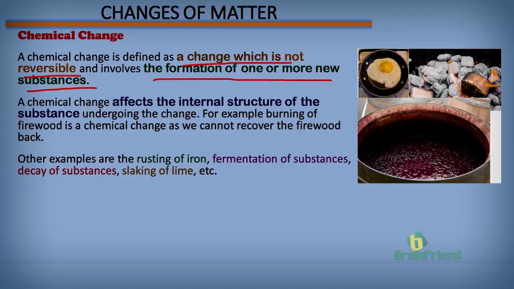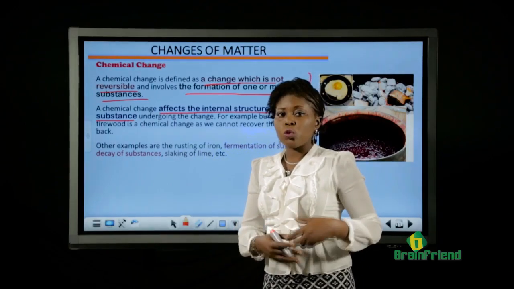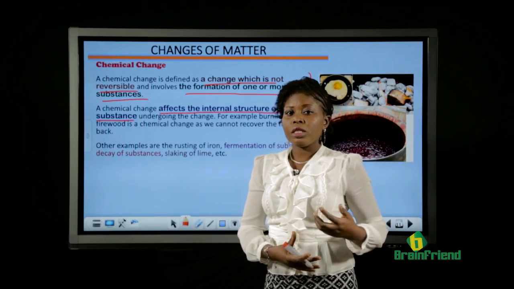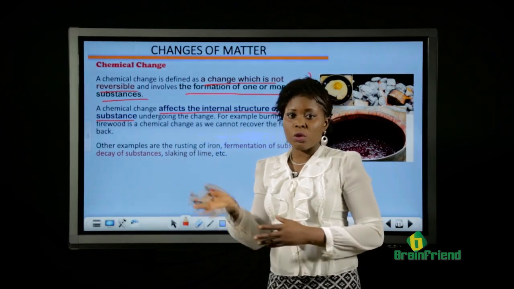Okay? So a chemical change involves these two. One, the change is not reversible. All right? And the second one is that what? It involves the formation of one or more new substances. Something new must be formed in a chemical change. So a chemical change, we say, affects the internal structure of the substance undergoing the change. All right? That wood that became charcoal, the internal makeup of that wood was affected, and that was why it changed so much so that a new substance was formed.